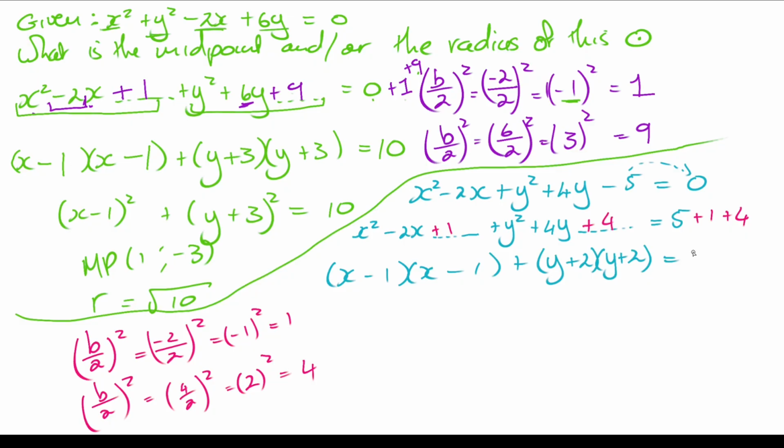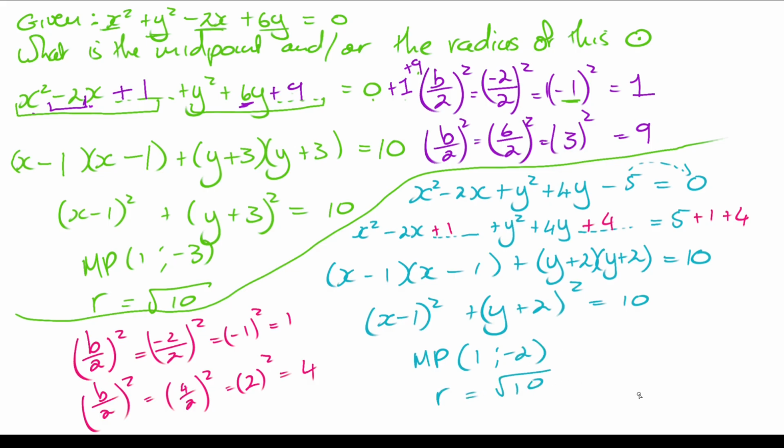It's 10 again. Interesting. And that gives us x minus 1, okay, and pause if you haven't. The midpoint is 1 and negative 2, and our radius is square root of 10 again.